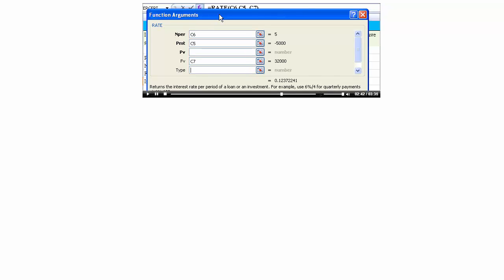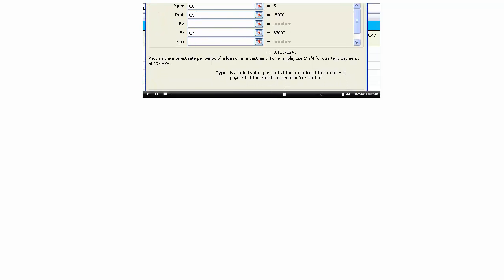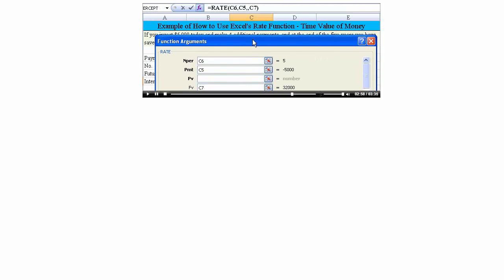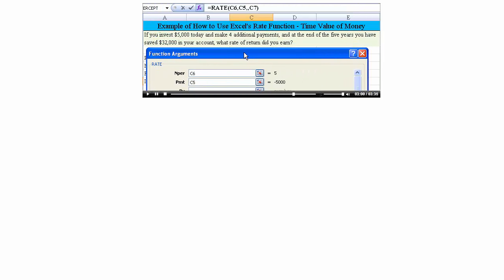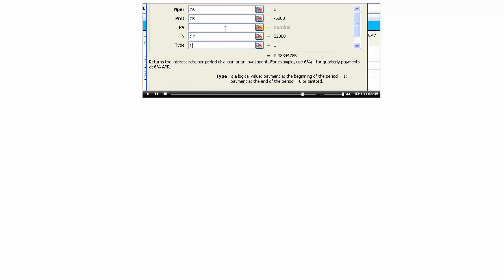And then the last question it is asking is the type. And this is critical on this one. And it says type is a logical value. If the payment occurs at the beginning of the period, make it a 1. If payment is at the end of the period, make it 0. Now, normally, lots of these problems are always 0, or blank. But in this one, we are investing the $5,000 today, so the payment does occur at the beginning of the period, and we're interested in what happens at the end of 5 years from now. So this one, we have to put a 1 in there.